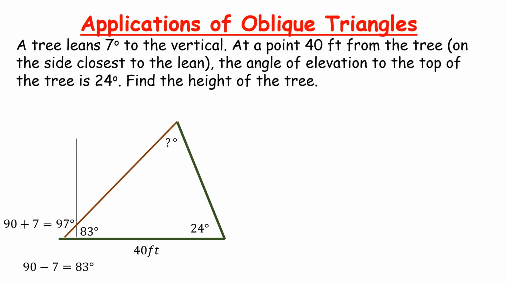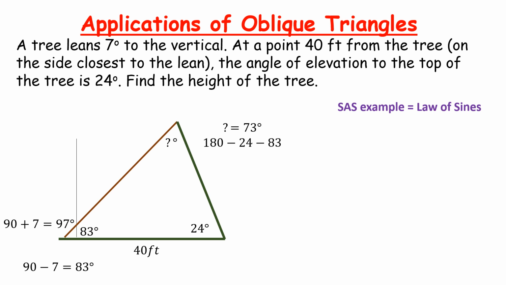It's also probably going to be important for us to determine the angle at the top, where the tree and the other side looking up equals. So that's 180 minus the 2 angle measures, the 24 angle of elevation and 83 from the lean of the tree, and that gives us 73 degrees up here at the top of the tree.